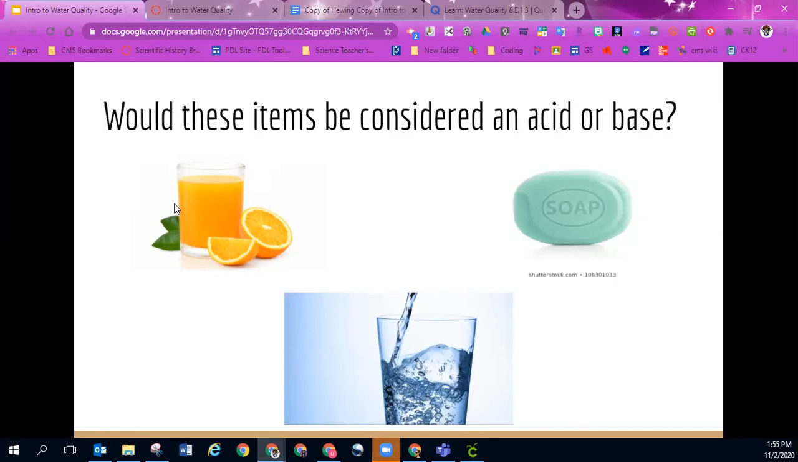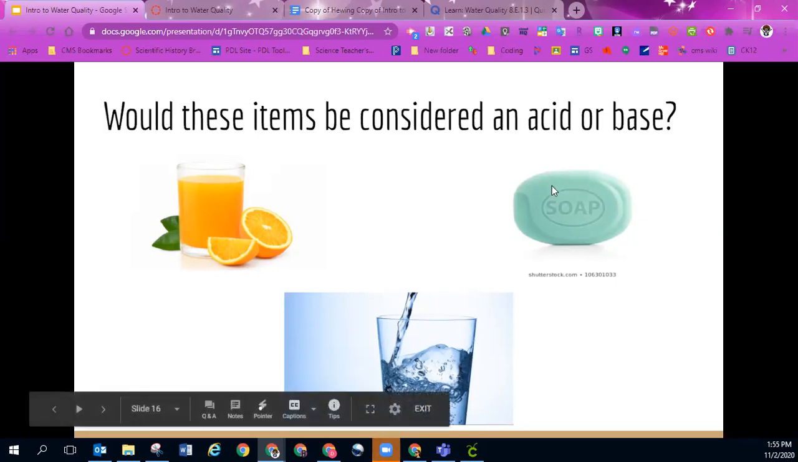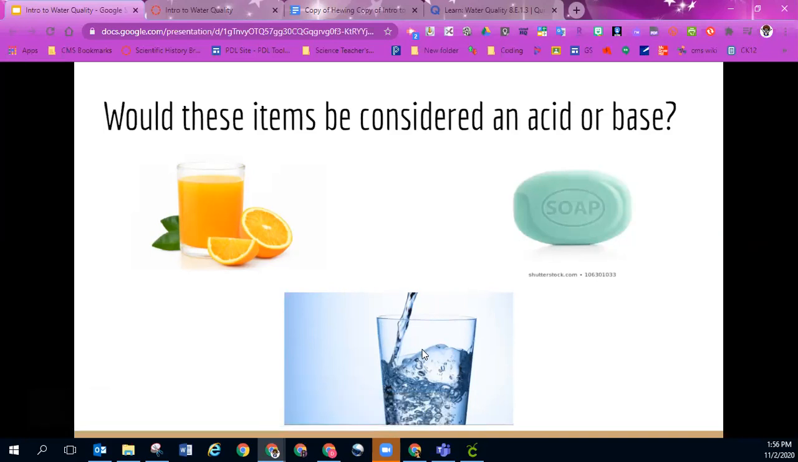All right, so the orange juice would be considered an acid, the soap would be a base, and water should be neutral.